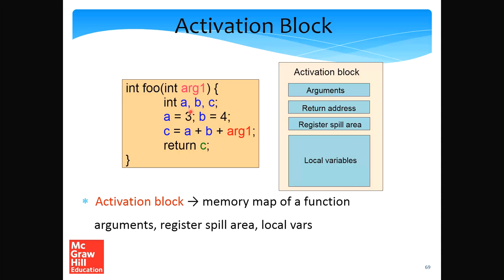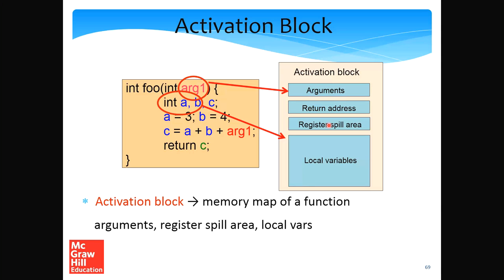So in the activation block, there are a couple of things that we need to save. The first is the argument. The argument will get saved in the argument section inside the activation block, which is essentially a region of memory, and we are dividing the region into multiple sub-regions. So in one region we save the arguments if required. In another we save the local variables, which in this case are a, b and c. The local variables are saved in this region. And then we save the return address, again if required. And we have a register spill area where we spill registers if required.